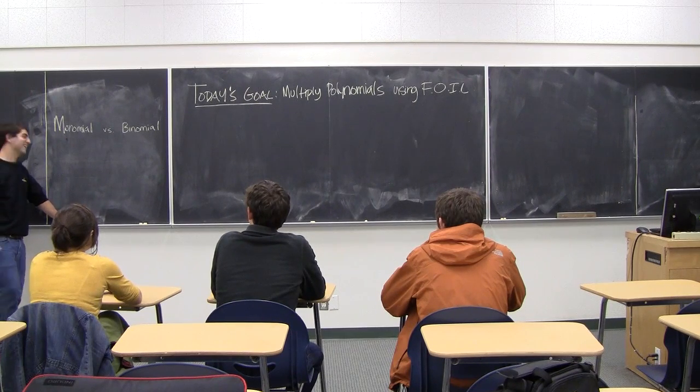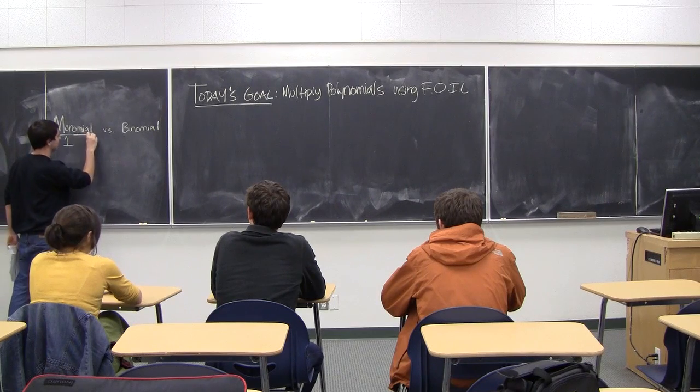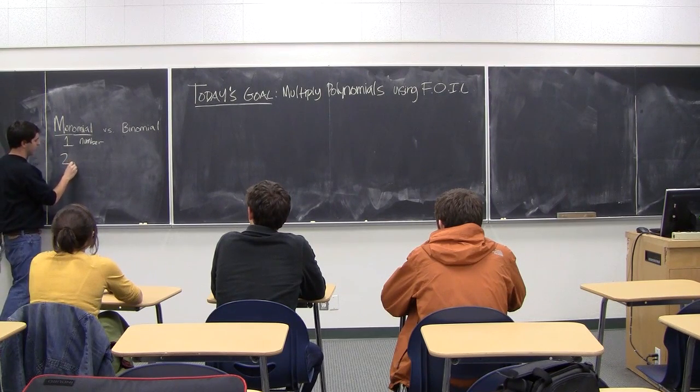One number. Exactly. Mon means one, and monomial means one term. So a monomial is an expression that has one term. That could be something like 2 or 3, or it could be a variable like x or y. So there's just one term.